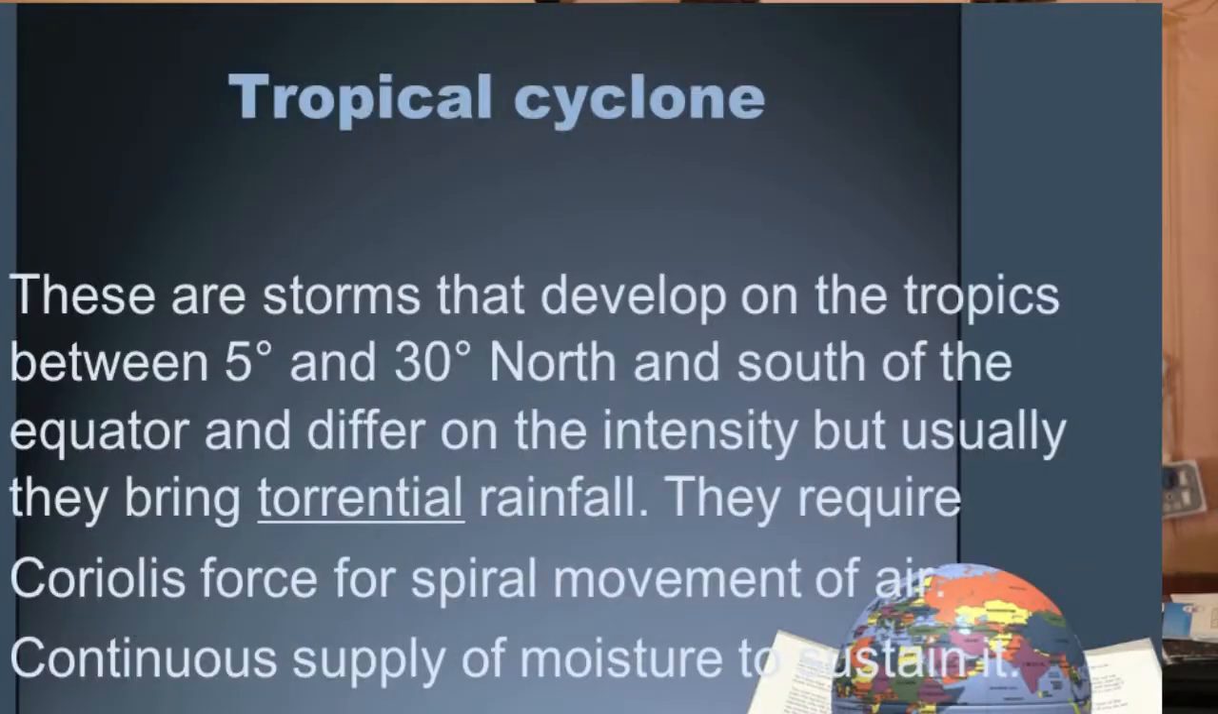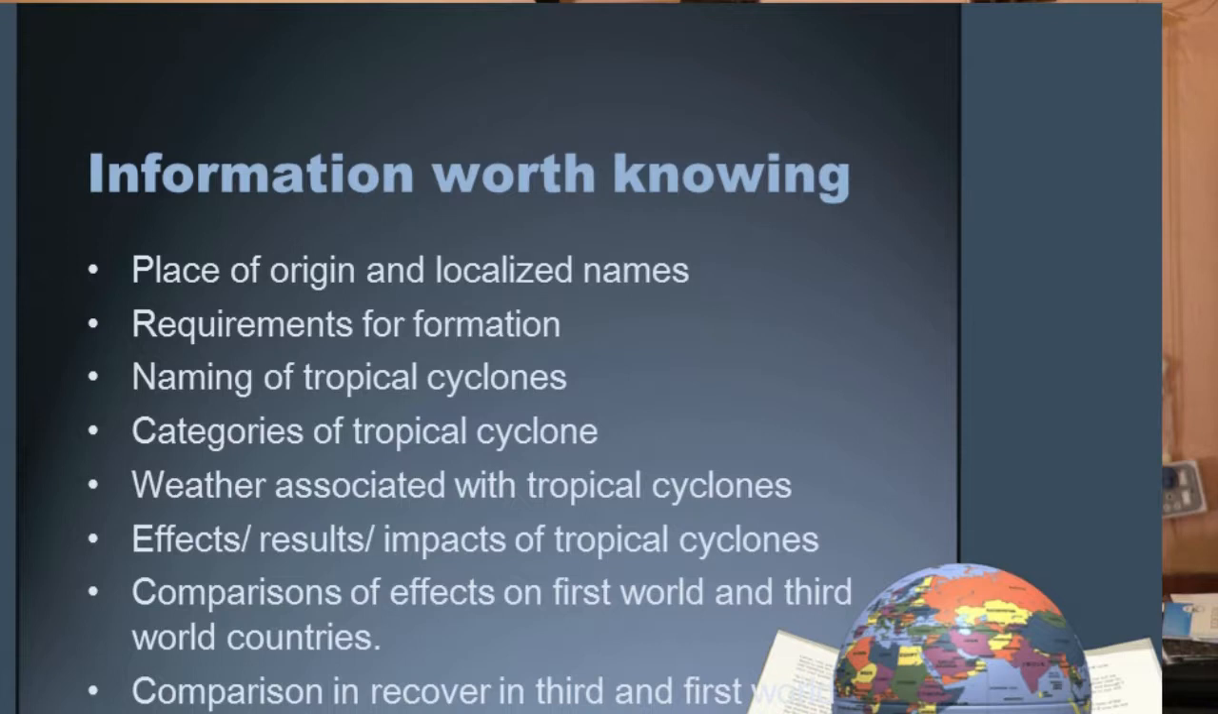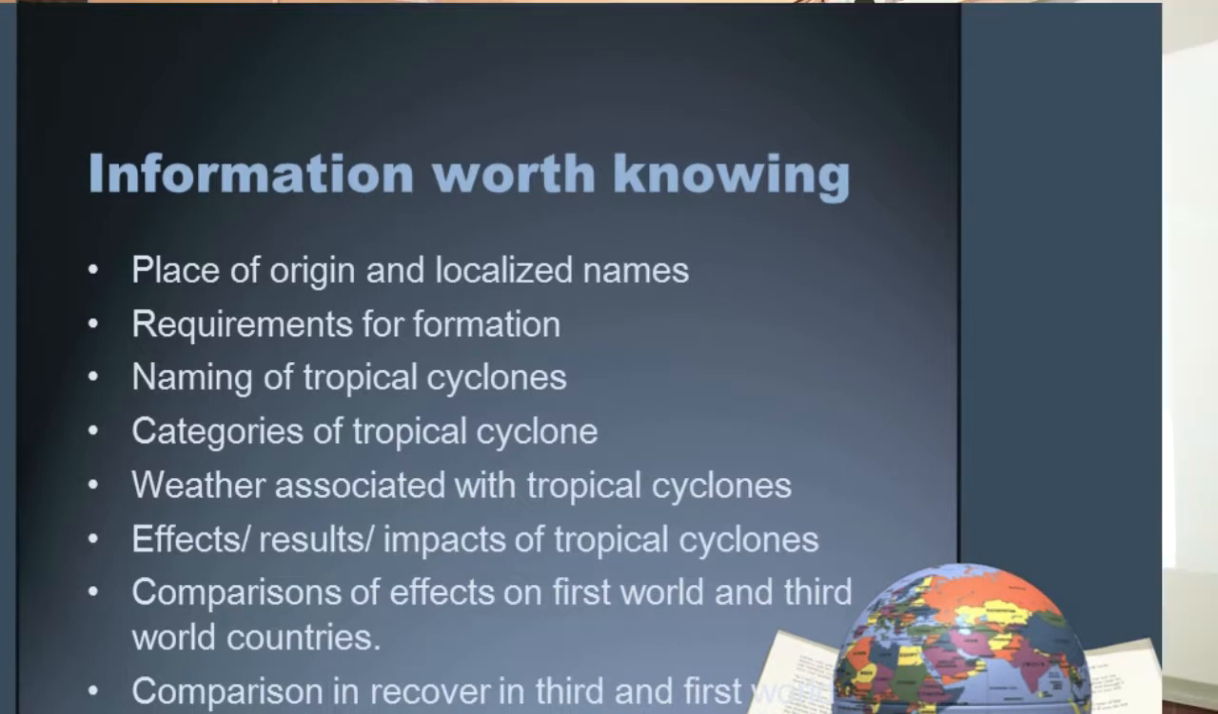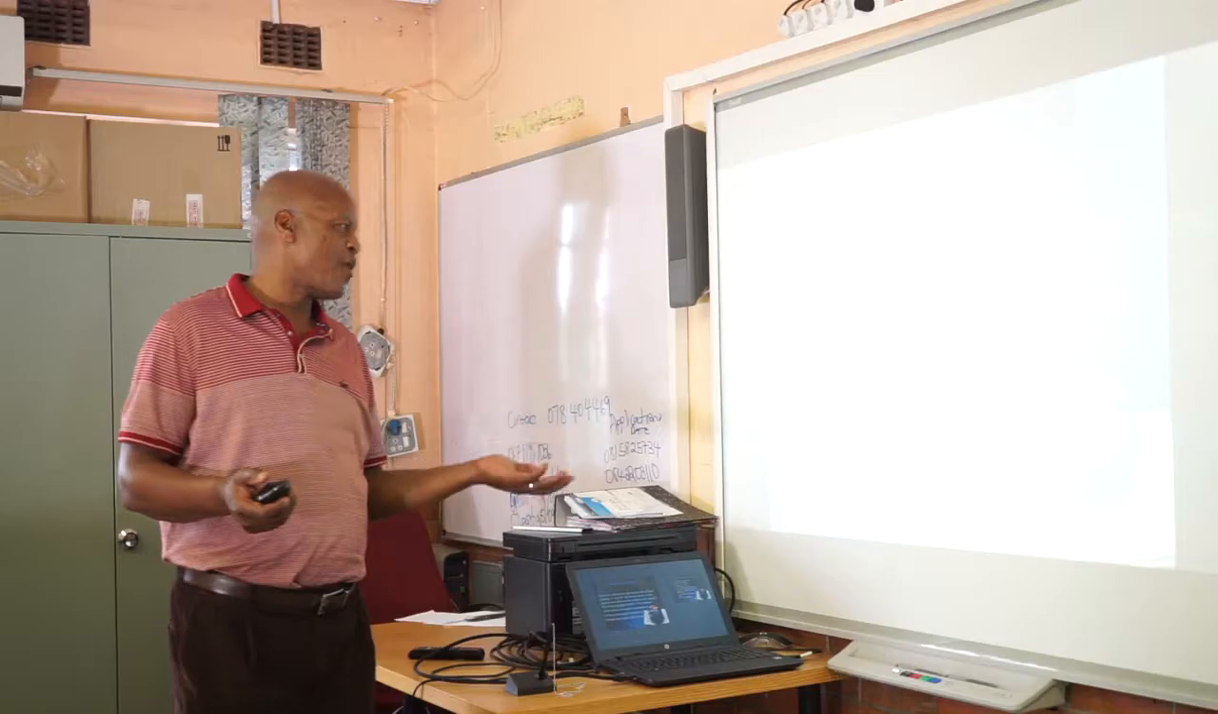Tropical storms that develop on the tropics between 5 and 30 degrees north and south of the equator and differ in intensity, but usually we don't say they bring heavy rainfall, but they bring torrential what? Rainfall. They require Coriolis force.